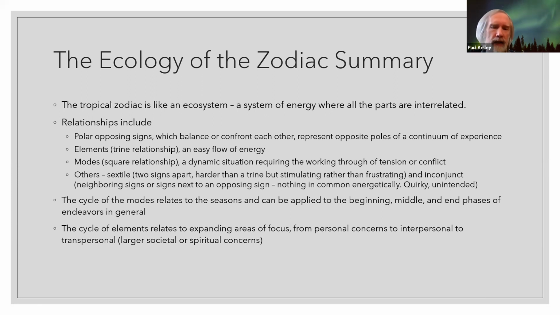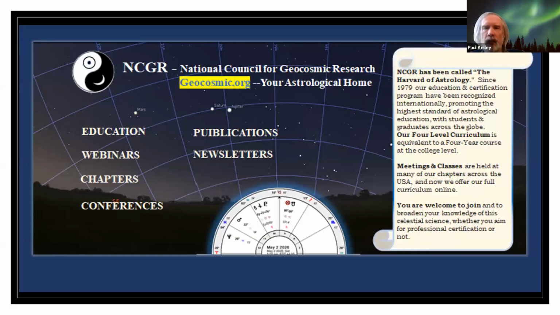And the cycle of elements relates to expanding areas of focus, from personal concerns to interpersonal focus to larger transpersonal, societal, spiritual concerns, universal concerns. Go from the most personal to the least personal. One level is not above another. They are all part of the whole. They are all a necessary part of the equation. So that is the lecture.